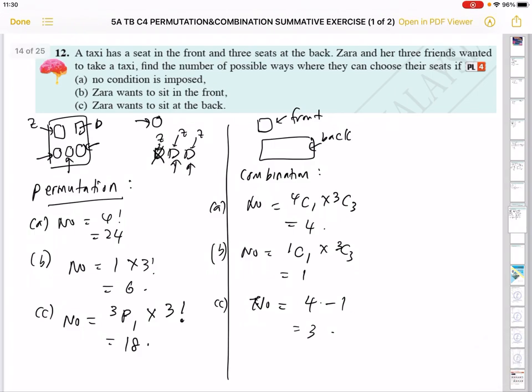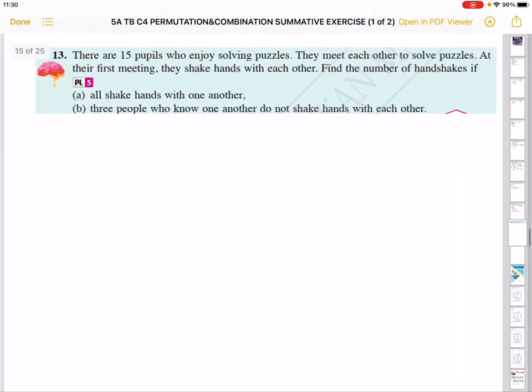Okay, so let's move on to question 13. There are 15 people who enjoy solving puzzles. They meet each other to solve puzzles. In the first meeting, they shake hands with each other. Find the number of handshakes.